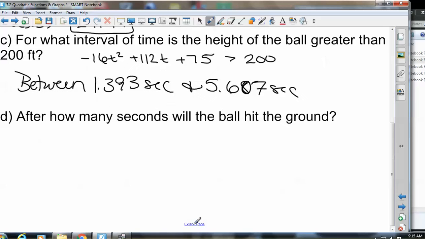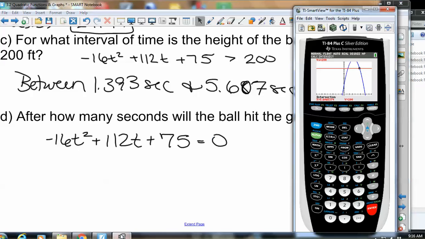Okay. Part D. There are a couple ways of doing this, but since we just learned one method, I want to do it the same way. If it hits the ground, what is your height? 0. So I want my height equation to equal 0.